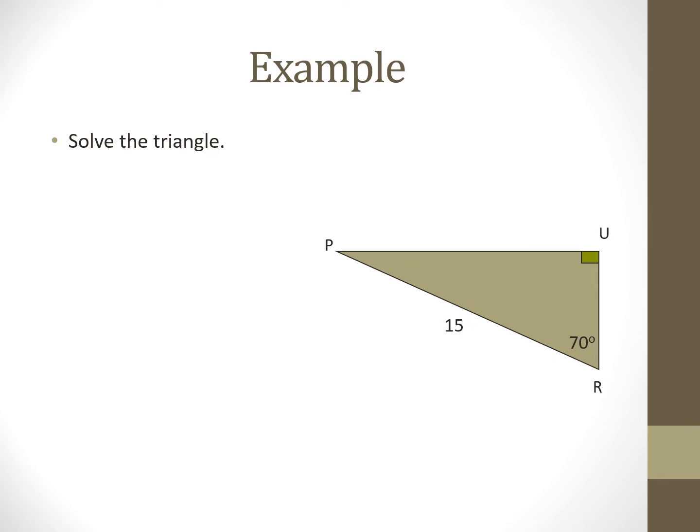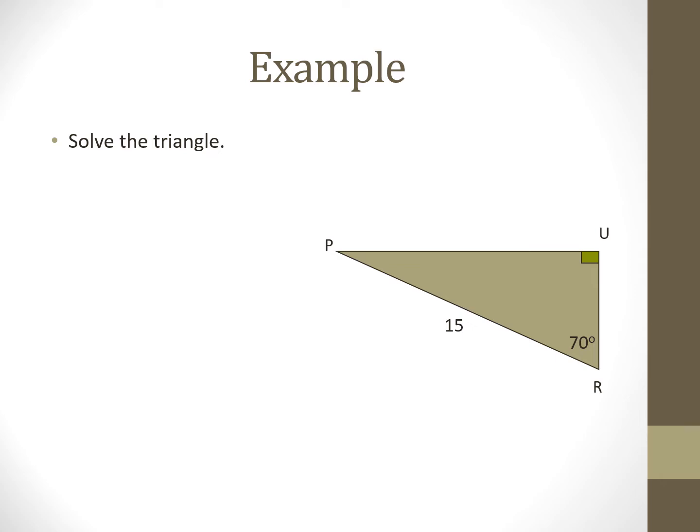Here's our first example. We have to solve this triangle. We have to find a few things, but there are a few things that are given to you. We know the hypotenuse is 15. There's an angle here that's 70 degrees, and then this is 90 degrees. So they give you a bit of information. You have to look for the rest of the information.